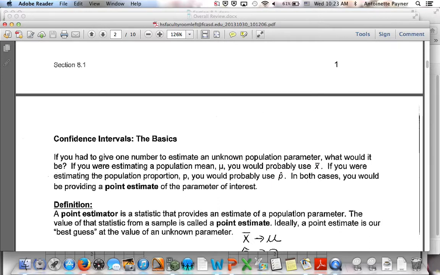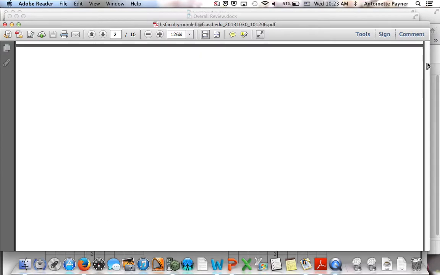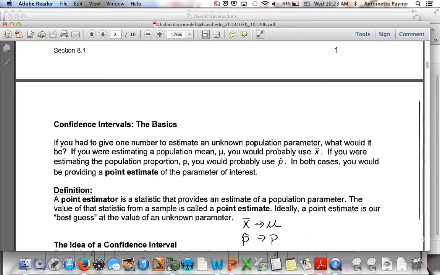All right, so your basic question: if you had to give one number to estimate the unknown parameter, what would it be? So if you were estimating a population mean, you would probably use x bar, which is what you probably did in this last example. If you were estimating the population proportion, you would probably use p hat. In both cases, you are providing a point estimate of the parameter of interest, so you're just giving 1 point.